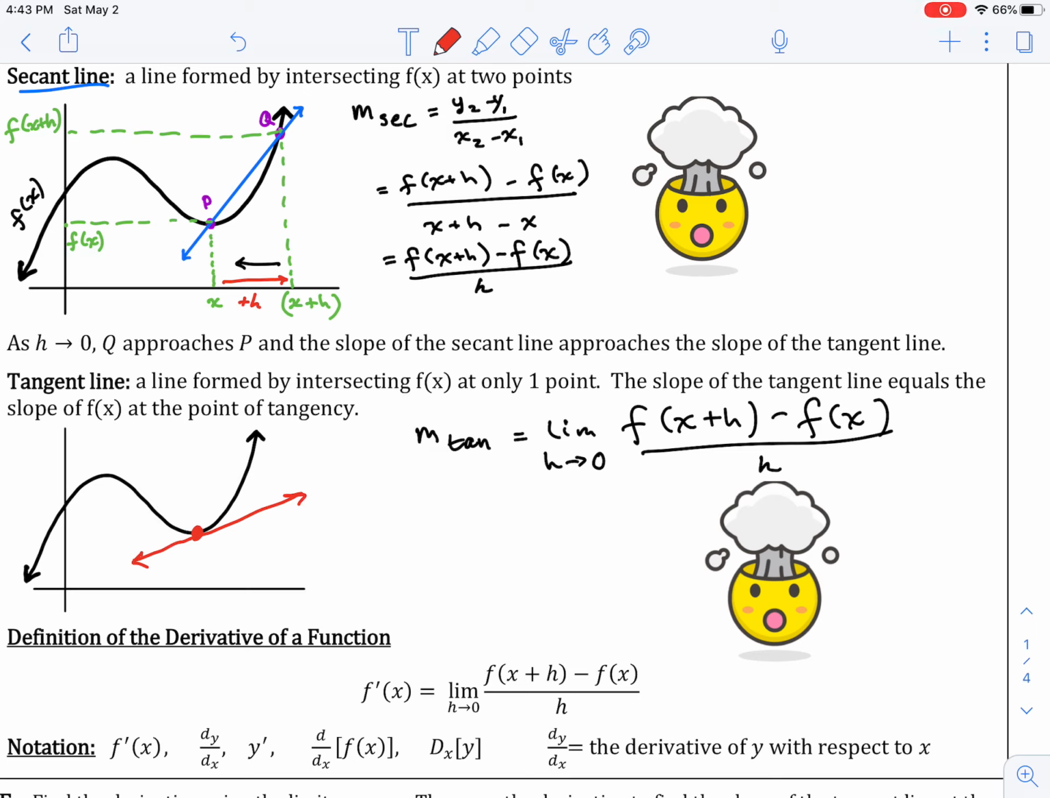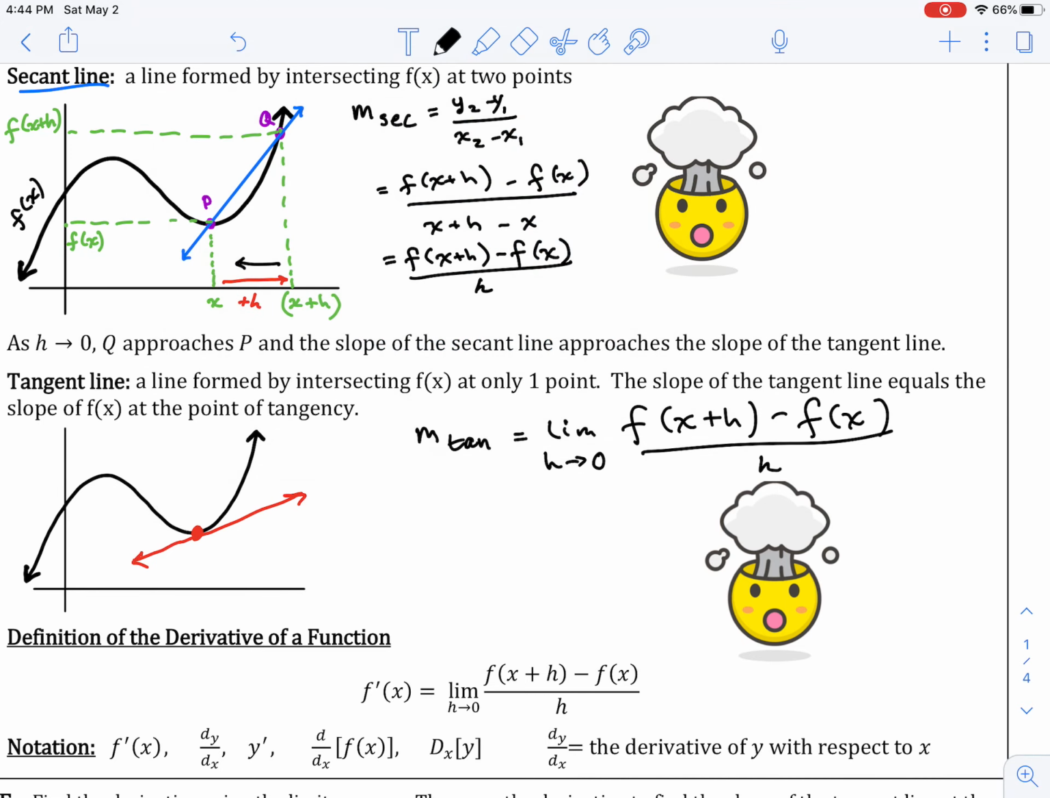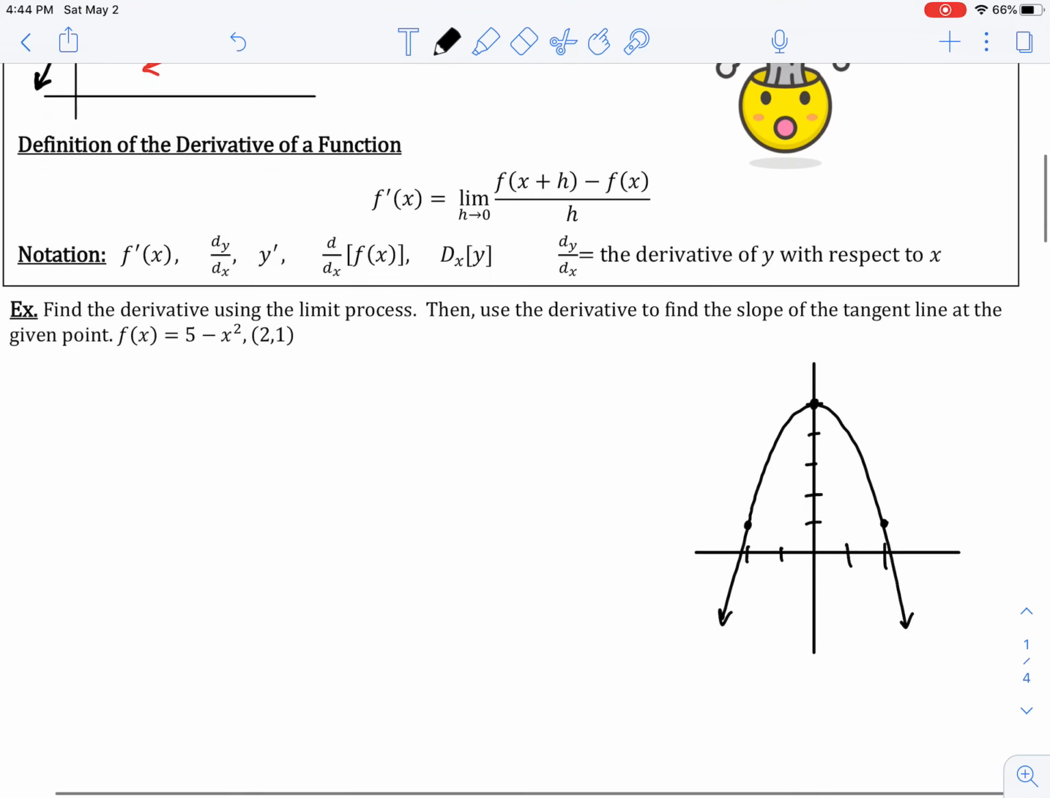And it has a couple of different notations here. F prime of x, dy dx, y prime, the derivative of f of x with respect to x. These are all different notations. You'll see them through various textbooks, but the big thing is that you simply understand what's going on there. So let's practice finding the derivative using this limit process. There are going to be a couple of ways that you're going to learn to find derivatives in calculus, but for now, we're just concerned with using the limit process of our difference quotient.